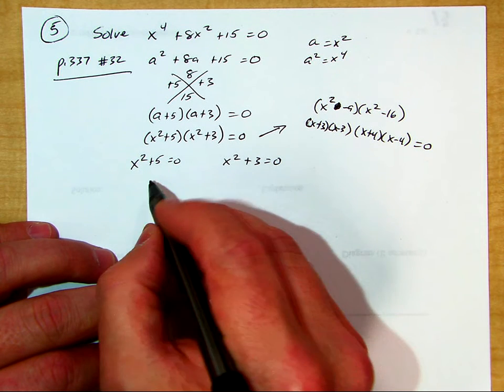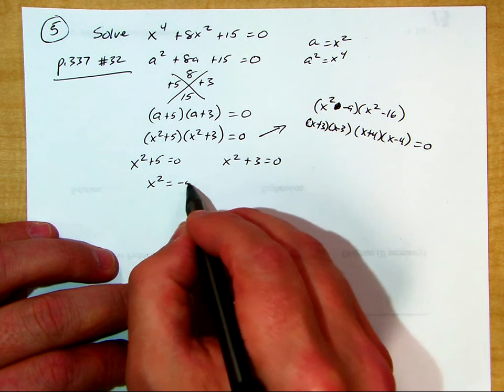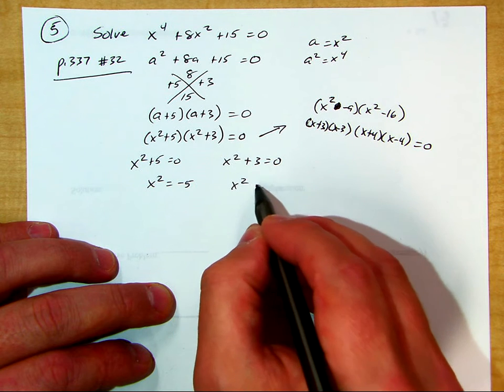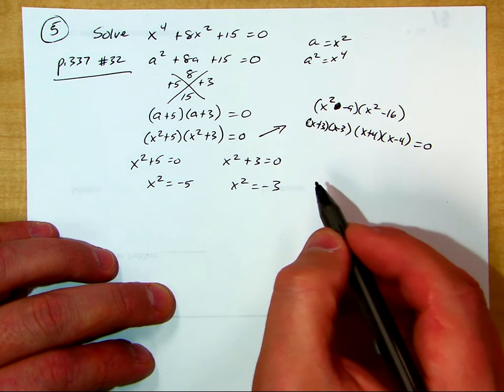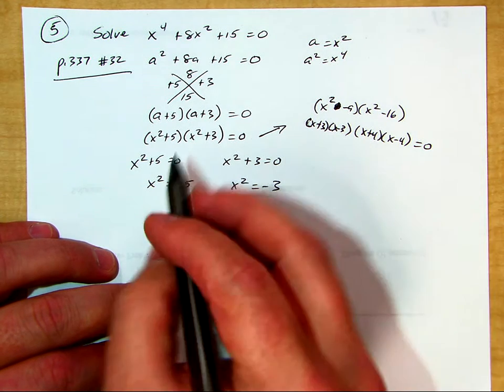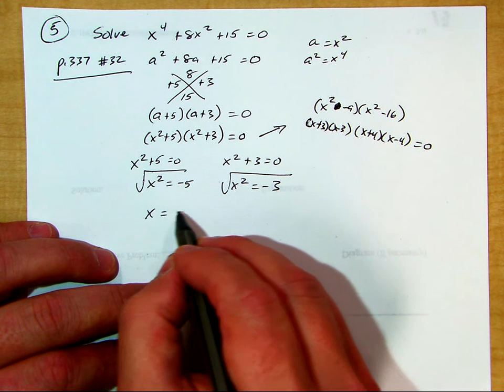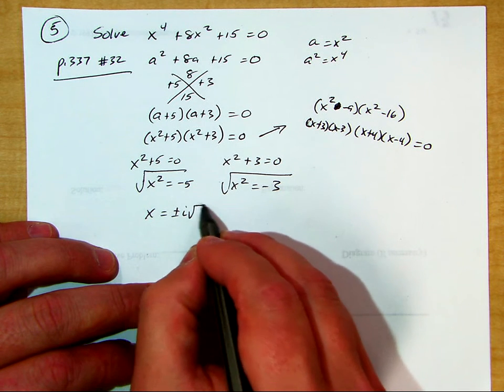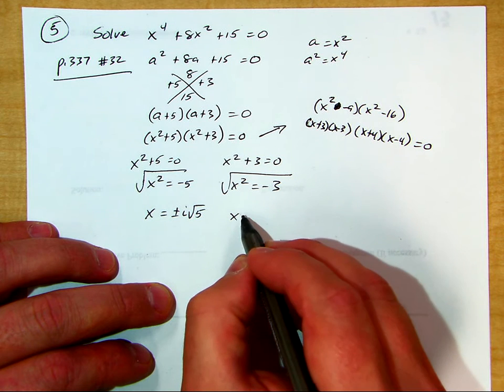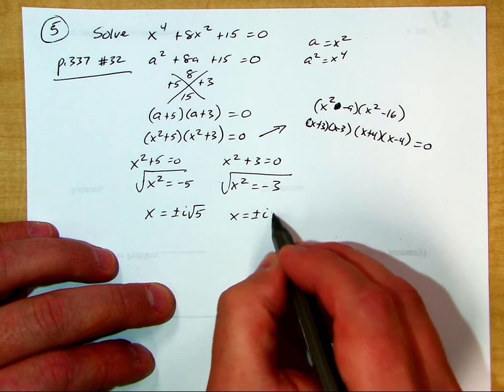So take the 5 to the other side, it becomes negative. Same thing with the 3. And when we take the square root of a negative number, the imaginary number i jumps out. So take the square root of everything. This one's going to be x equals plus or minus i root 5. And this one's going to be x equals plus or minus i root 3.